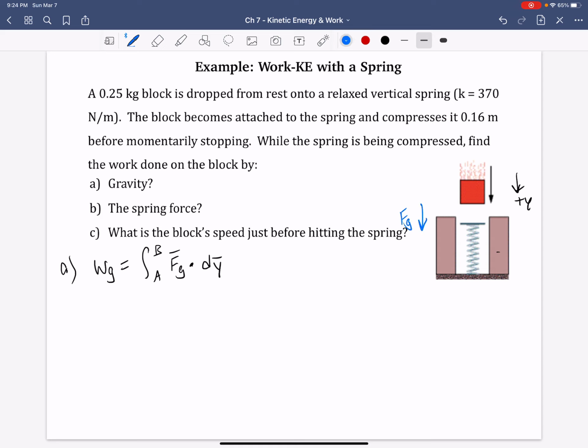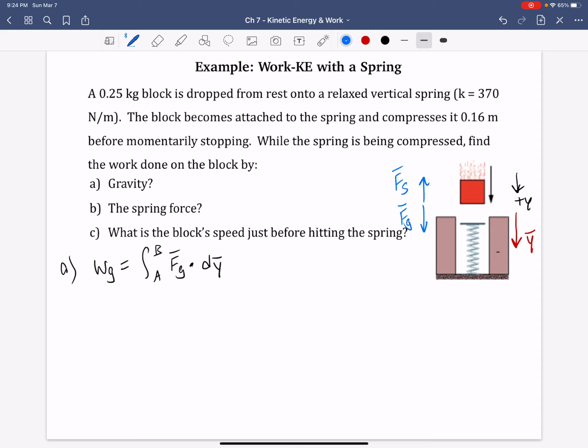So Fg is down, and during compression, the displacement is down. I don't have very much room there, let me do it over here. Displacement, well, let's not write d, let's write y, the distance y. Also, the other force during compression is the spring force. That's pointing up.